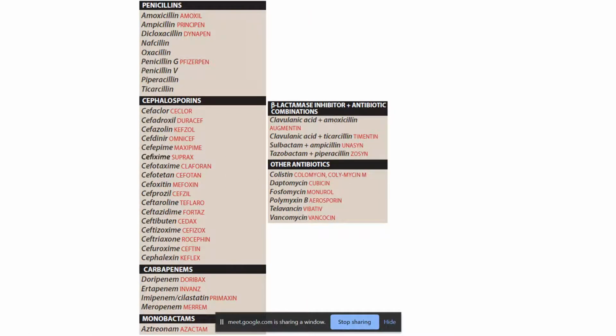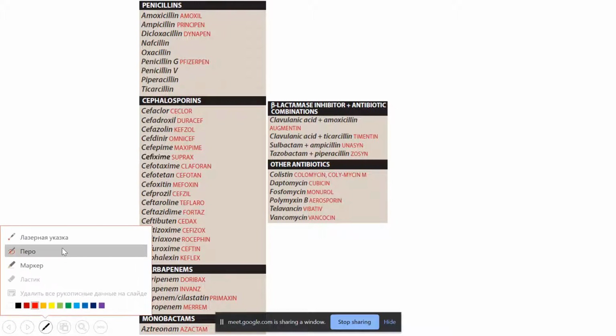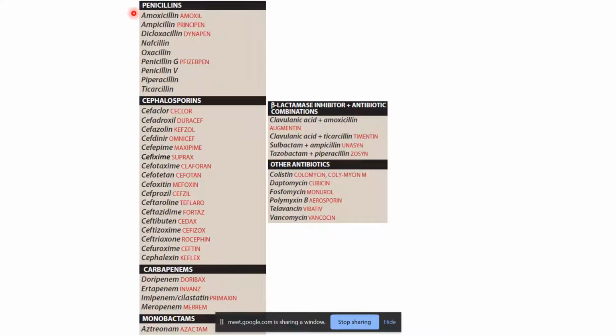The penicillins are the most widely used ones, including amoxicillin. Amoxicillin is most frequently used because of the low potential for GI disturbances, and ampicillin is also available.